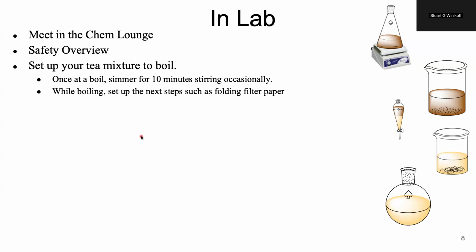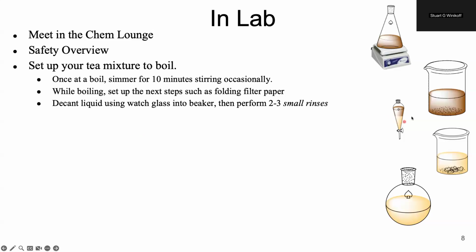Now, while that's boiling, there are many extra steps you can do. Like you can fold your fluted filter paper. You can pre-weigh and label your flask. You can make sure that essentially all the next steps go faster. Once you have your nice mixture, you can decant that liquid using your glass. You're going to decant this into a beaker. And again, perform 2 to 3 small rinses, as we don't want to have too much of our tea mixture, so we leave enough room in our separatory funnel.